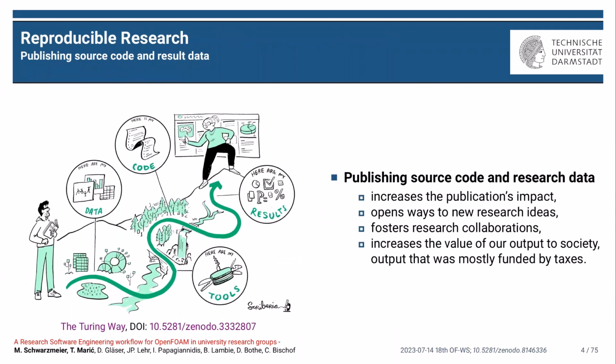So what can we do better? For research to be reproducible, and that is one of the common pillars of science, we should publish the source code and the research data. This also benefits ourselves, as it should increase our publications' impact, our visibility, and the easiness for people to collaborate with us, which will open new ways for new research ideas, and overall increases the value of our scientific work.